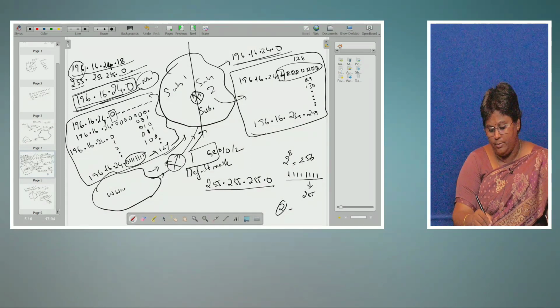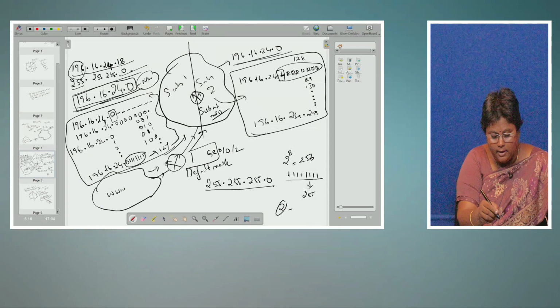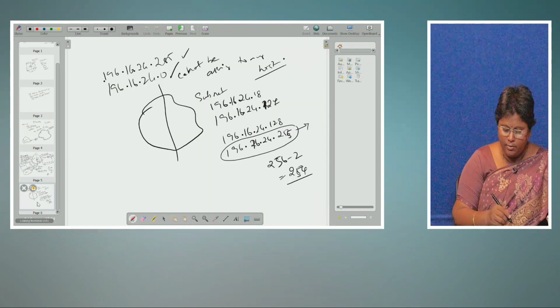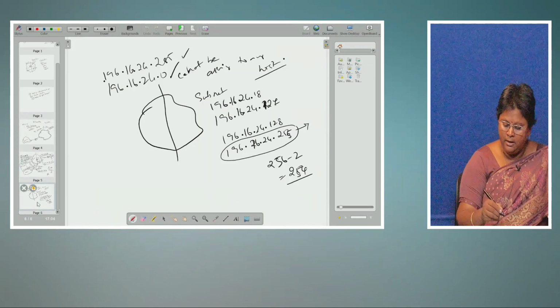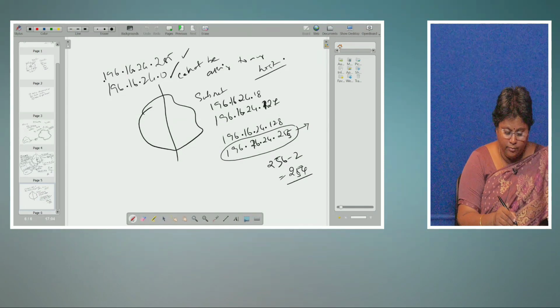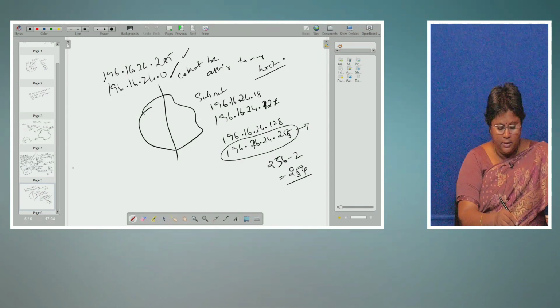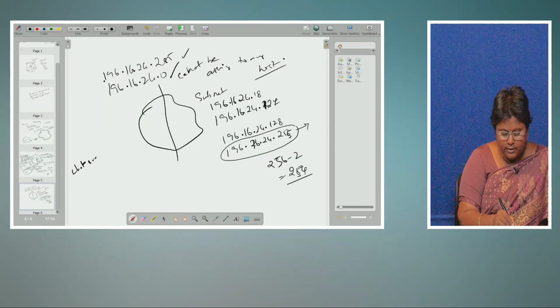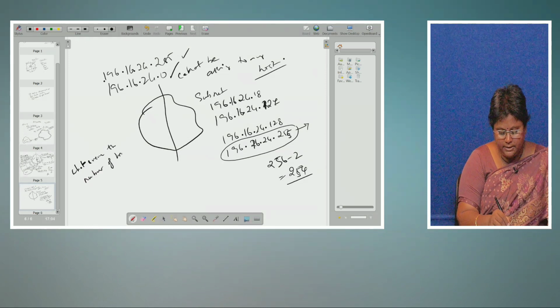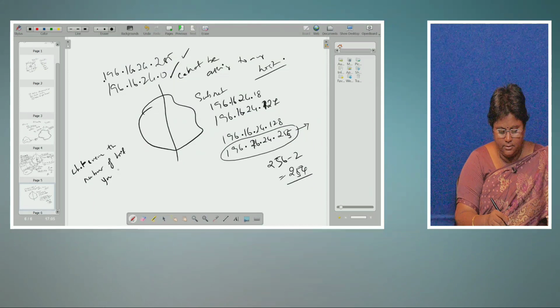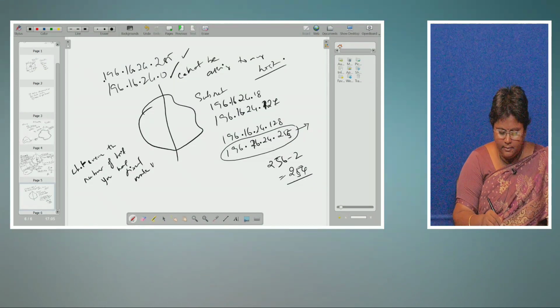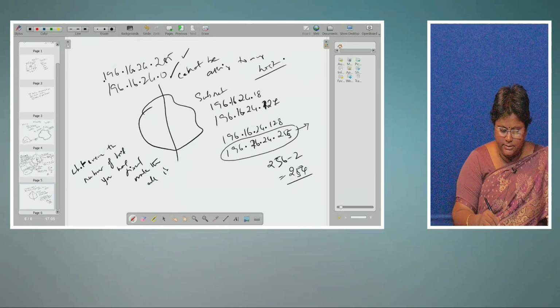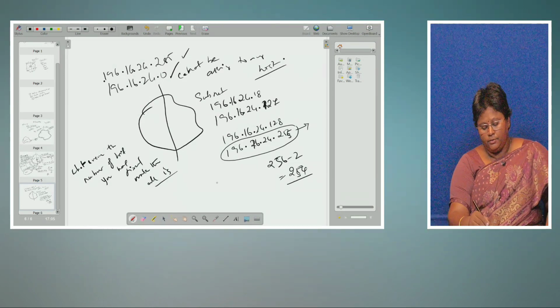We'll have the subnet mask. Now, what is this subnet mask? How are we going to calculate it? For that, whatever number of bits you have fixed, make them all ones.